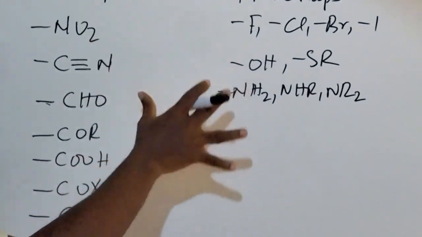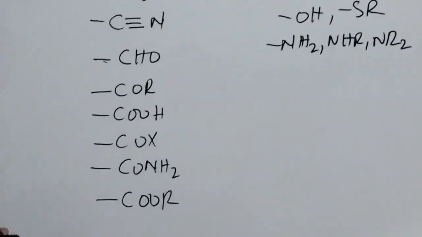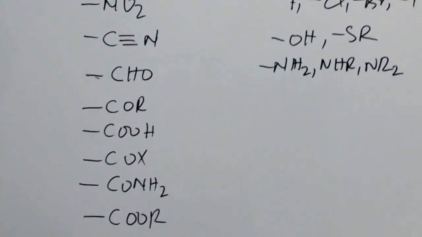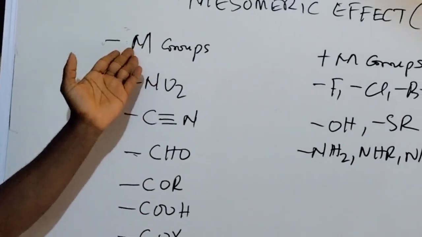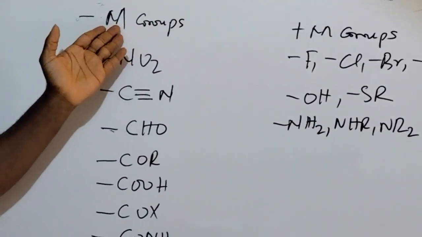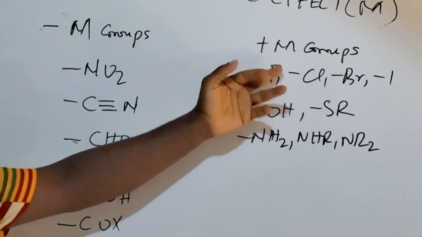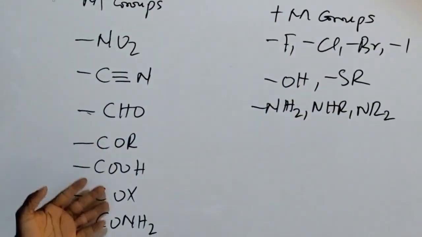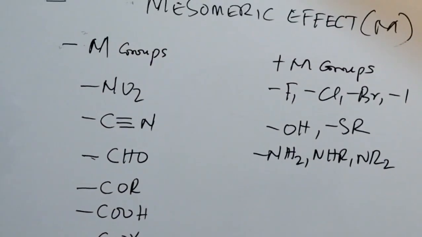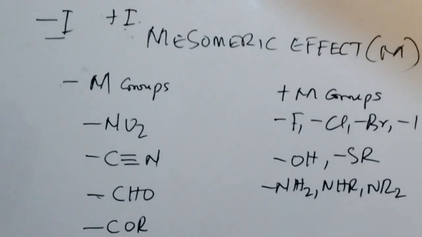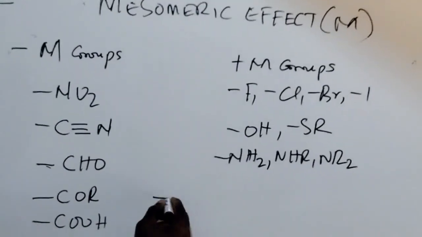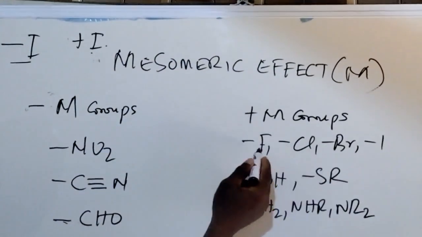You look at this very well. You see that all these groups, we have mentioned them before when we did another effect. All these groups classify under negative mesomeric group and positive. All of them fall into negative inductive group. Remember, you can review the video. Negative inductive group, all of them are classified into negative inductive group.